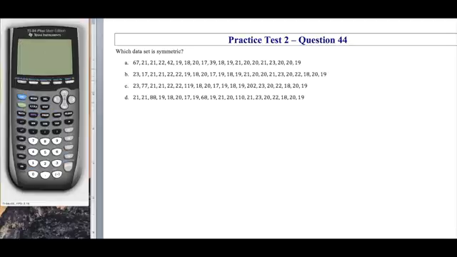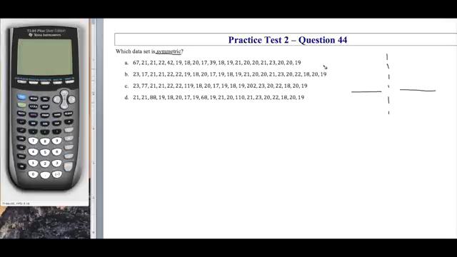Which data set is symmetric? First, let's talk a little bit about what symmetric means. If you plot a data set and it's symmetric, the data on one half will mirror what's on the other half.